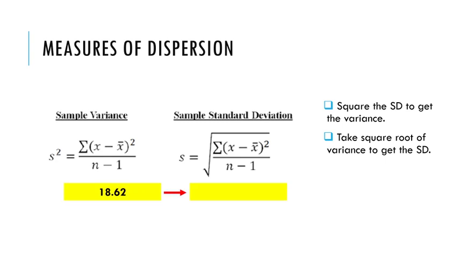Let's say I'm starting with a sample variance of 18.62. If I have a sample variance of 18.62, can I calculate the standard deviation? Of course. How would I do that? I need to take the square root. The square root of the variance is going to give me the standard deviation. So 18.62, when I take the square root, everyone should have gotten 4.32. All right, easy stuff, gang.